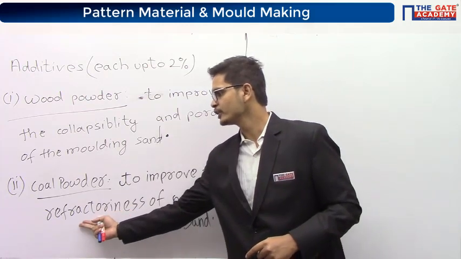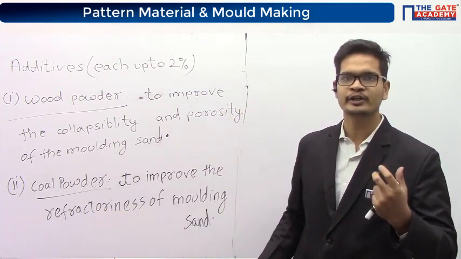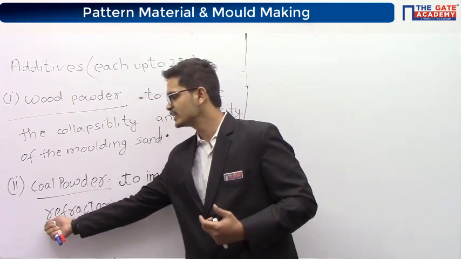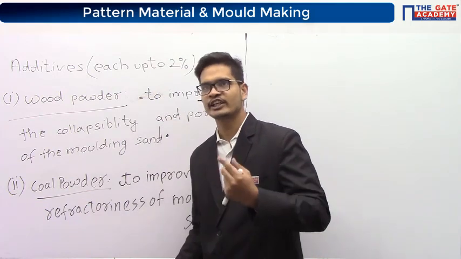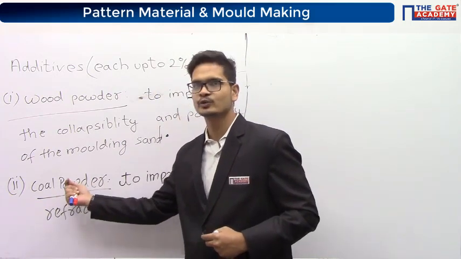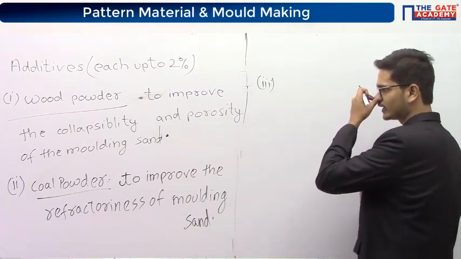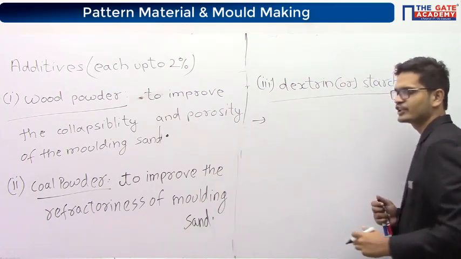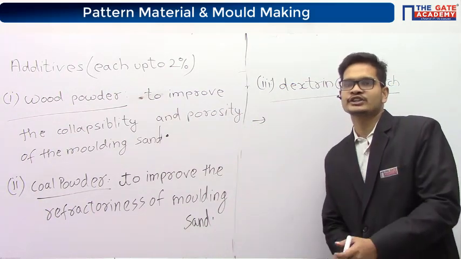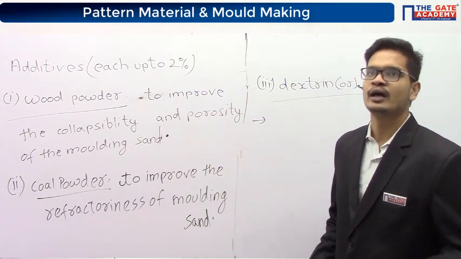So we want the strength even at high temperature. Hence, the property to retain the strength at higher temperature is called refractoriness, and the refractoriness is given to the molding sand by using coal powder. And the third one is dextrine. The dextrine or starch, coal dust and silica flour used to improve surface finish also.